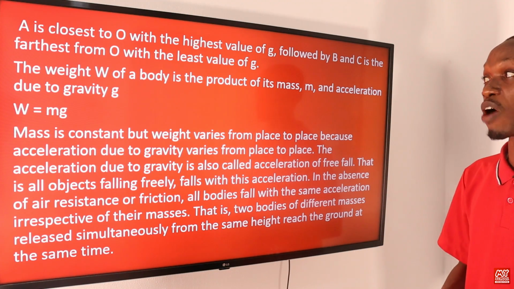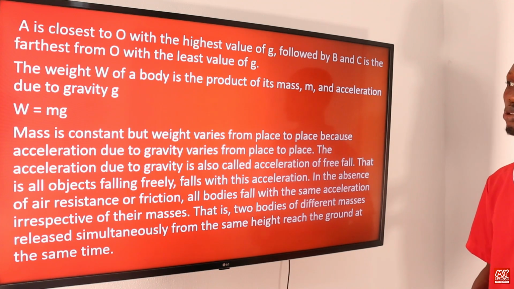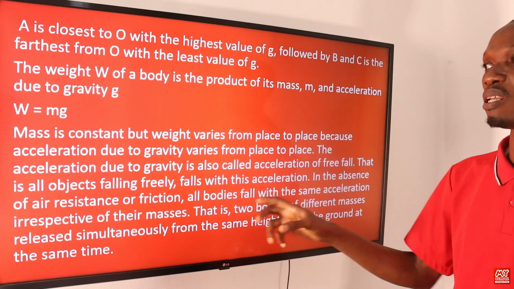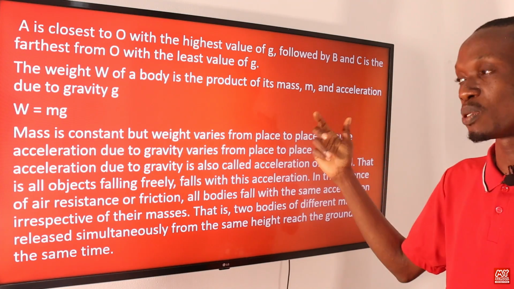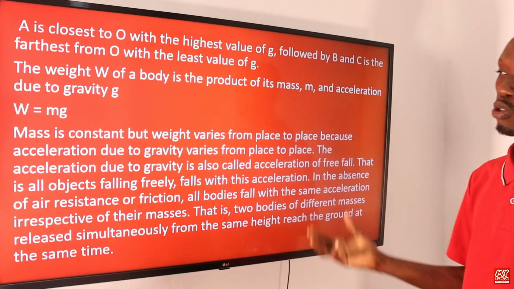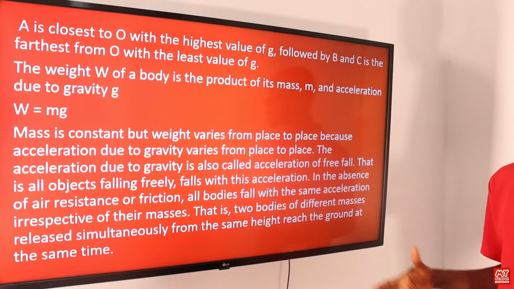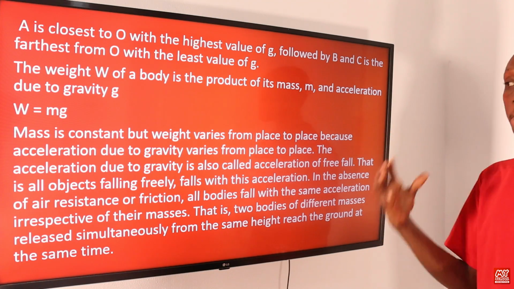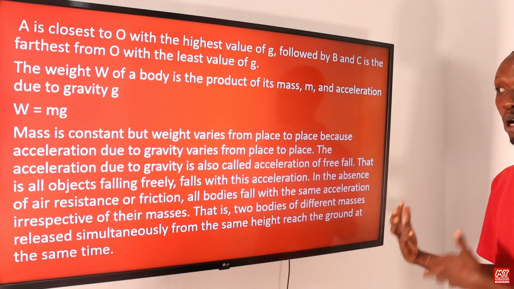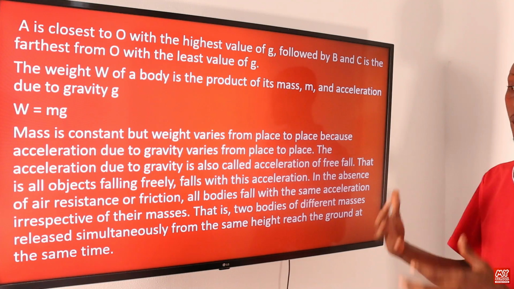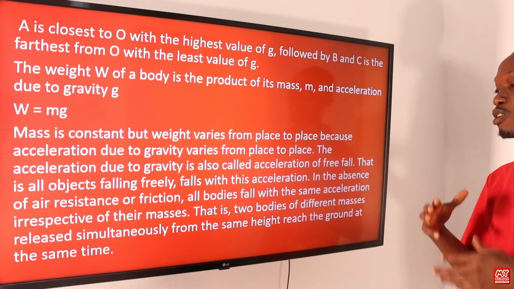So the weight W of an object is the product of its mass m and acceleration due to gravity g. Mathematically, weight is equal to m times g, where m stands for the mass of the object and g stands for acceleration due to gravity. Now take note that mass is constant anywhere on the surface of the Earth, but weight varies from one place to another. This is because it depends on acceleration due to gravity, and acceleration due to gravity varies from place to place.